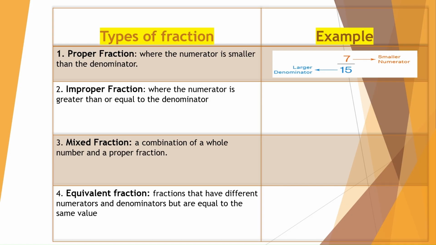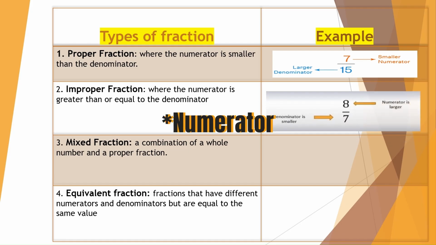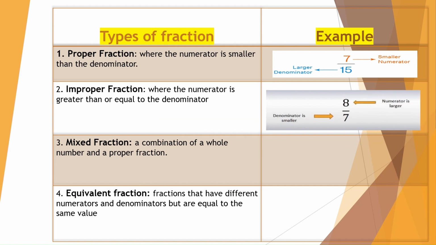Second is improper fraction, a fraction where denominator is smaller than or equal to numerator. In example, we can see 8 is larger than the 7. So it is improper fraction.